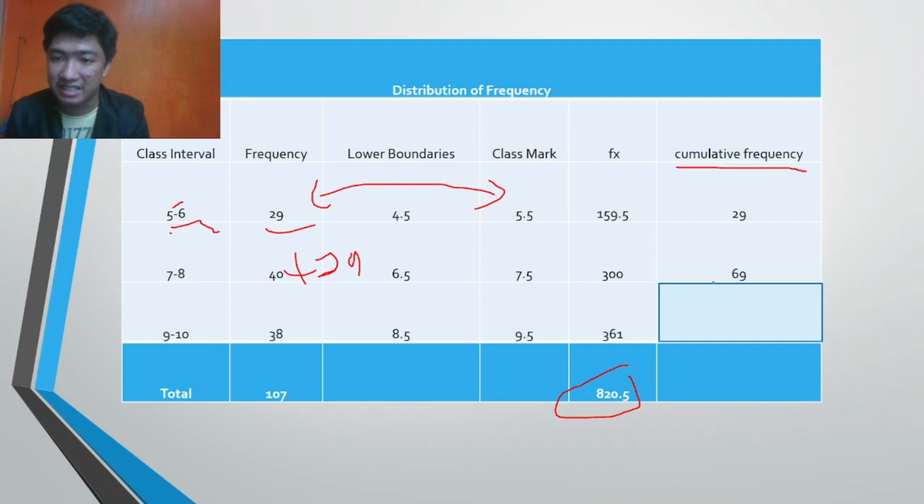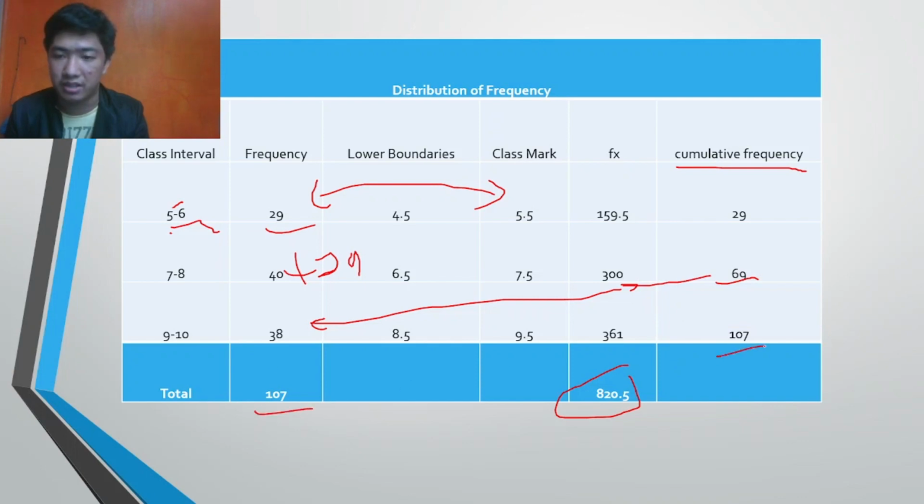Then that 69 again, you just add 38. So just add this up, and that equals 107. It's the same as the sum of the frequency and the cumulative frequency.